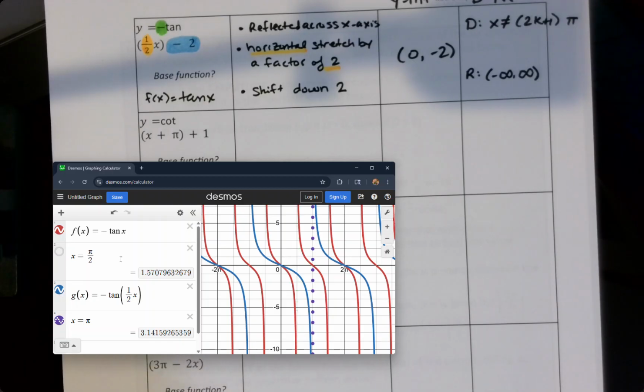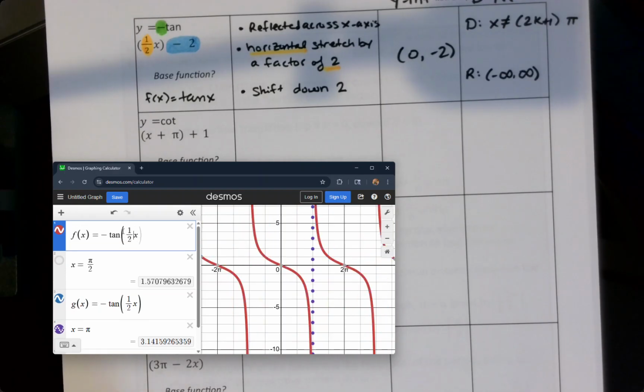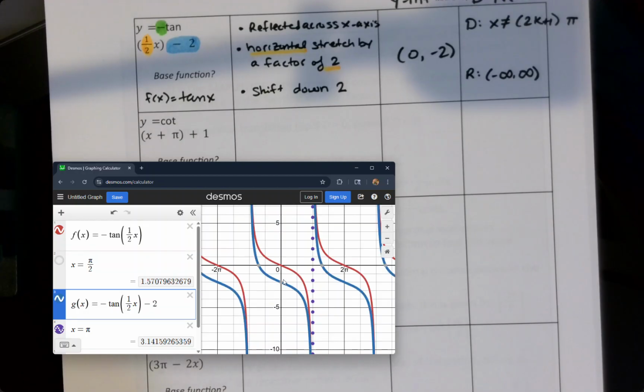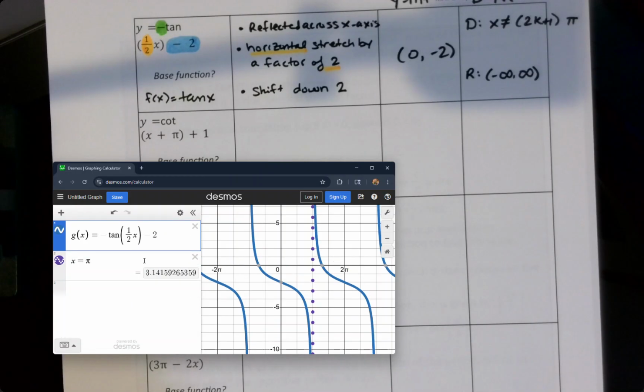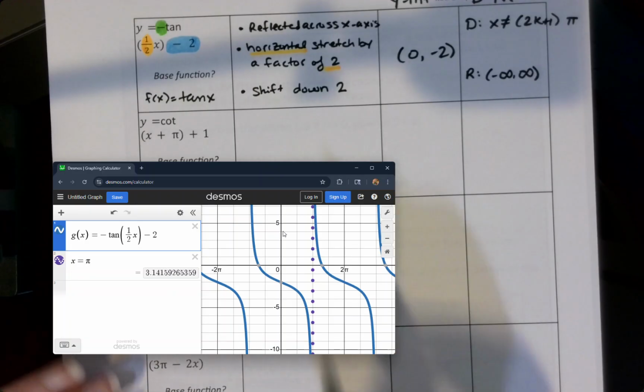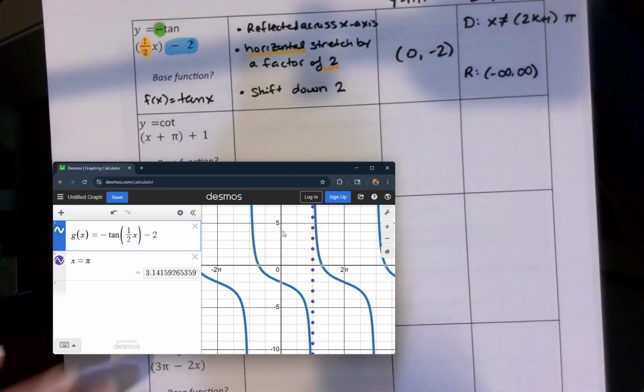And then we're going to shift down 2. So let's put in our half here. Oops, I need to put parentheses. And the transformation is going to shift this function down 2. So that did move the y-intercept down to -2, and the up-down shift did not affect the location of the asymptote. Okay, so that is the finished graph. It does match all of the things that we were saying in the boxes above.